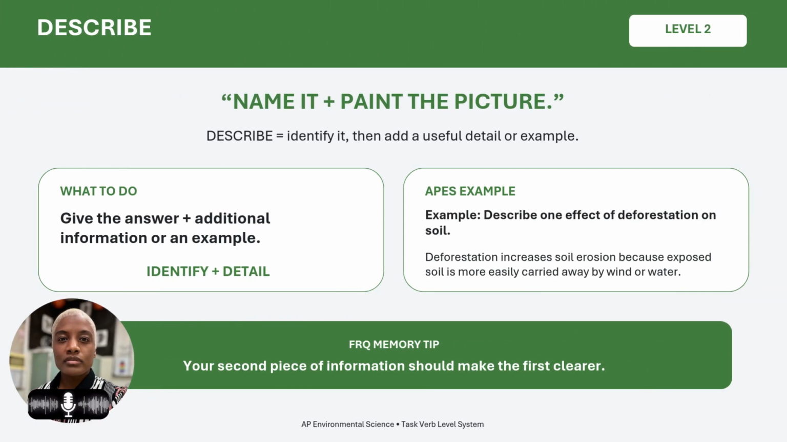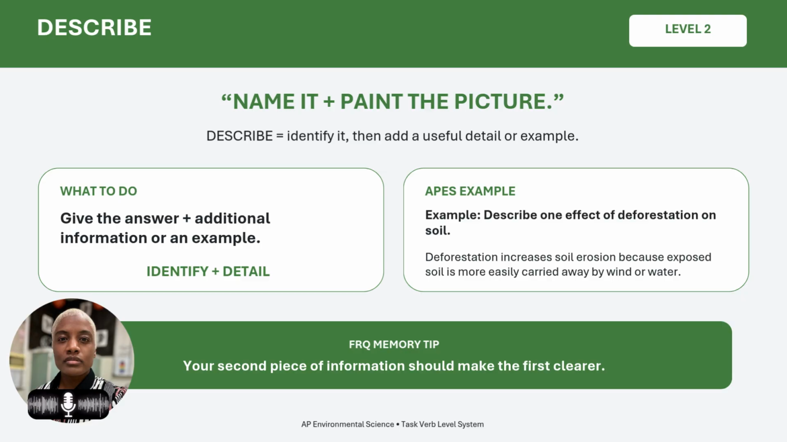Okay, our next verb is describe. So the way to remember this one, we're going to name it, and now we're going to paint the picture. You remember identify, we just went over. Identify was just name it. Okay, just say what it is. So describe is identify plus a useful detail or an example. Okay, here's what we need to do. We need to give the answer plus provide additional information or an example. So identify plus detail. So on your quiz on Friday, when you are defining describe, I'm looking for identify plus detail.